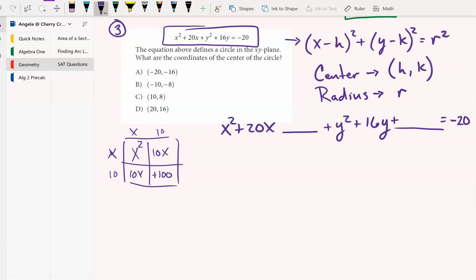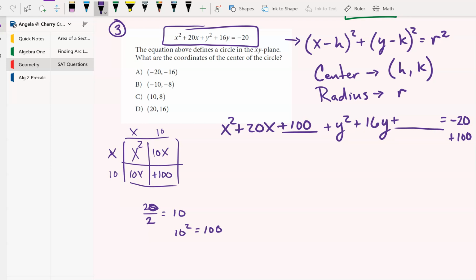Some people just take half of your b value. So here's your b value. If you take half of it, 20 divided by 2, and then we square that b value, that's another way to get the number we're going to add. So I'm going to add 100 here, and if I add 100 to this side of my equation, I'm also going to have to add 100 to the other side to keep it balanced.